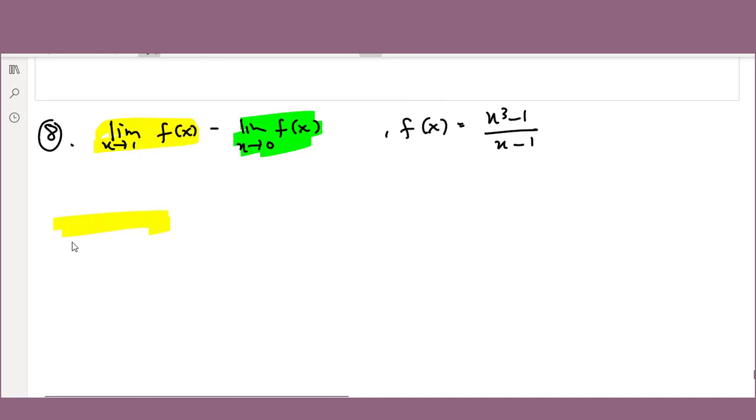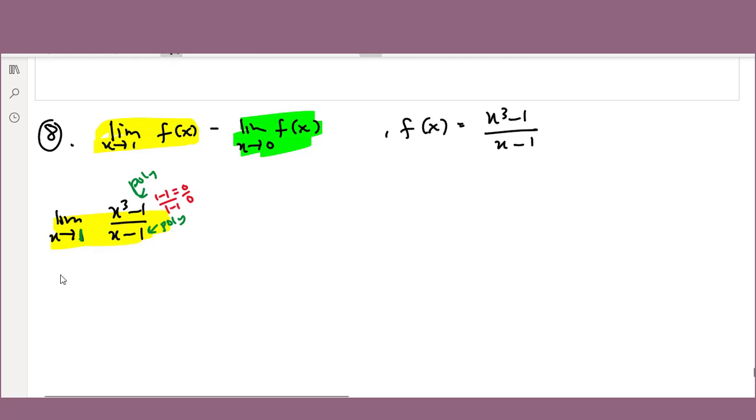Okay, let's say I'm going to find the first one, that is the yellow one. So it's the limit as x approaches 1 of f(x) equal to x cubed minus 1 over x minus 1. Then substitute the value: 1 minus 1 is equal to 0 over 1 minus 1 is equal to 0. So 0 over 0 is an indeterminate form. When it is indeterminate form, check: this is poly over poly, you have to factorize. Why? Because x approaches the value 1.